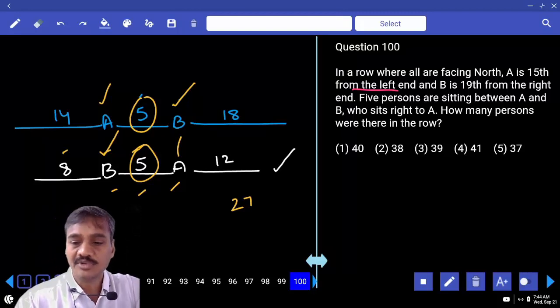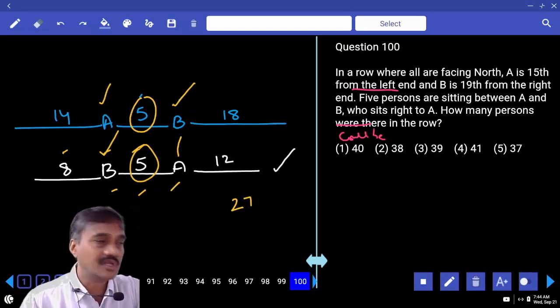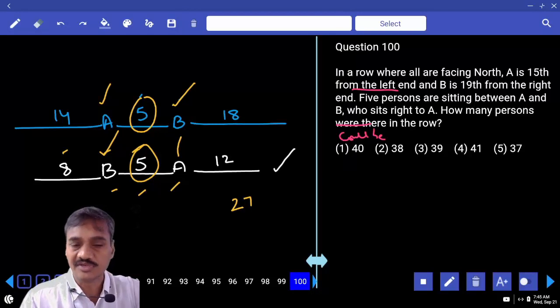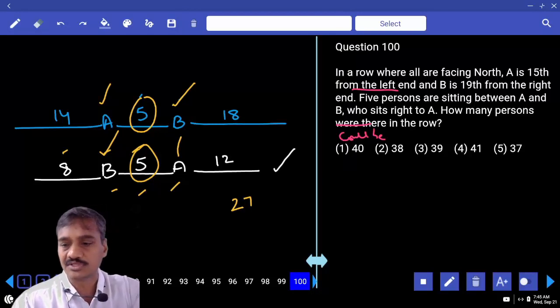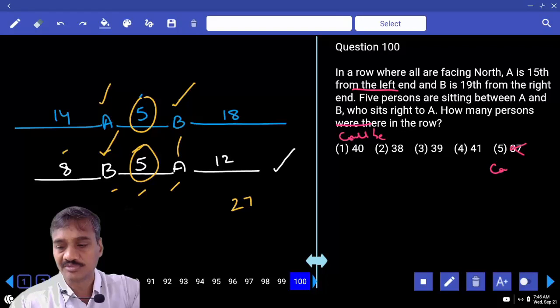And how many persons could be there in the row? The phrase "could be there" must appear. If not, then "cannot be determined" is the answer. Then we cannot say definitely how many persons. Either it can be 27 or 39. Hence, if "cannot be determined" had been given here, it would have been better, and then everyone would have gone to choice 3.